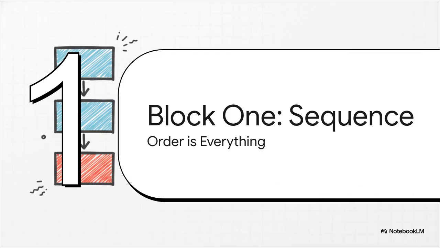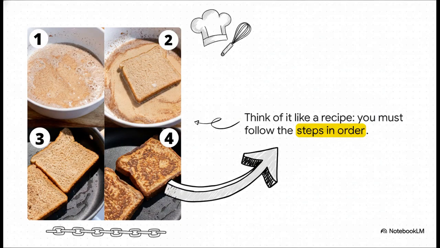All right, first up is the simplest, most intuitive building block of them all, the sequence. You know, the best way to get this is to think about a recipe, like for French toast. You can't toss the bread in the pan before you've dipped it in the egg mix, right? You have to follow the steps in a specific order, one after the other. That, in a nutshell, is a sequence.